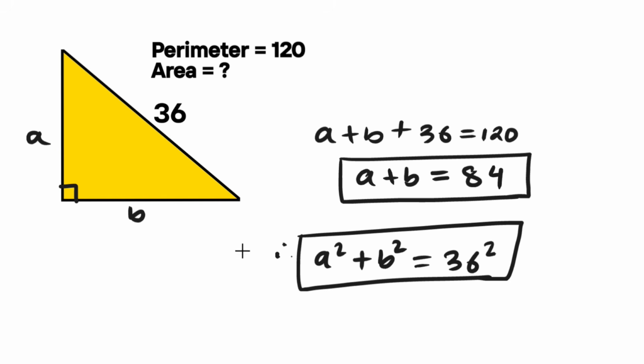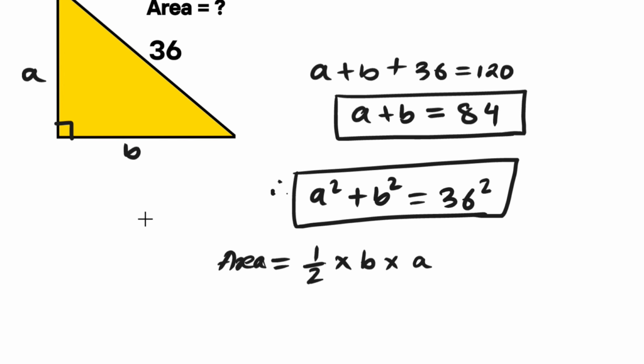Now let's think about the area. The area of a right triangle is 1/2 multiplied by the base, multiplied by the height. In our notation, that's 1/2 multiplied by A multiplied by B. Notice something interesting here. We don't actually need to know A and B individually. We only need the product A multiplied by B. So the question becomes, how do we find A multiplied by B?